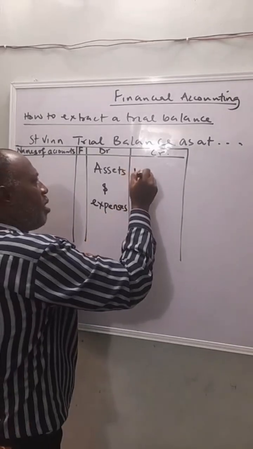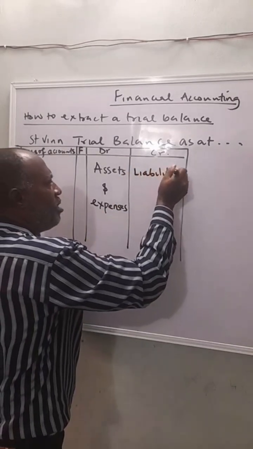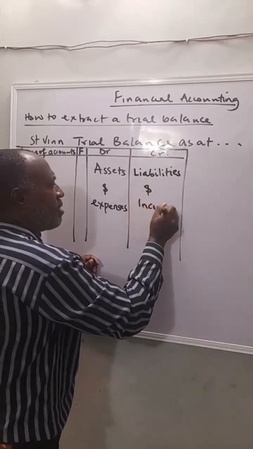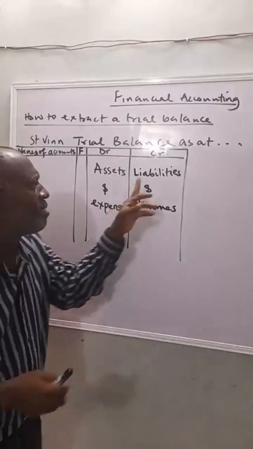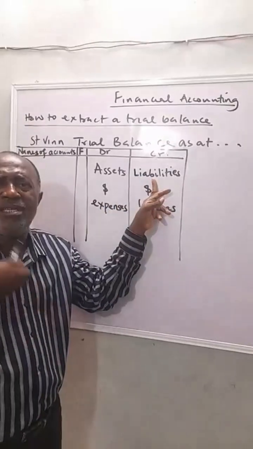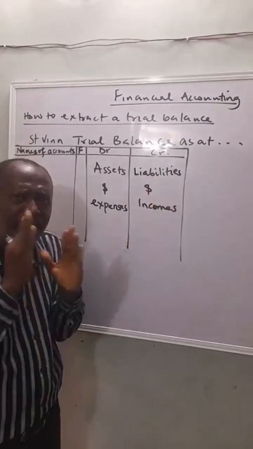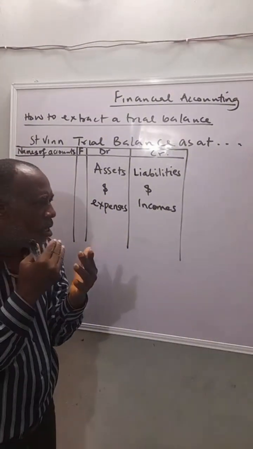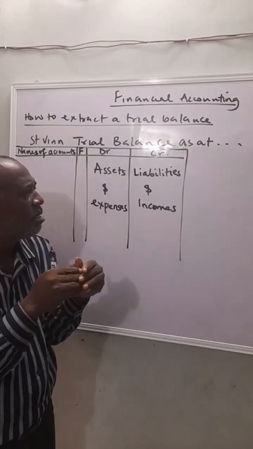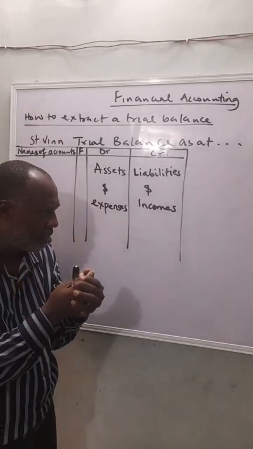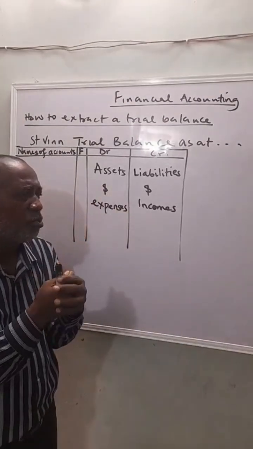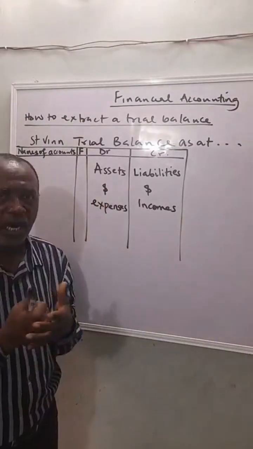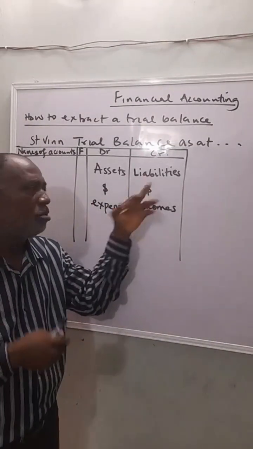And on this side, we have liabilities. Liabilities must be on the credit side. Liabilities and incomes. As an accounting student, you should understand the examples of liabilities. Liabilities are debts, and liabilities are split into two. We have the long-term liability and the current liability. Sometimes the long-term liability will be called non-current liabilities. And then we have current liability. They are all debts. Loans are long-term.